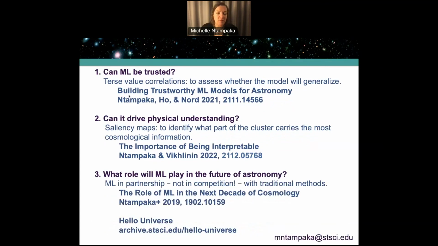So today we explored three big questions, and this final slide points you to some resources that I used for building this talk. So we looked at the question, can machine learning be trusted? Can it drive physical understanding? And what role will machine learning play in the future of astronomy?